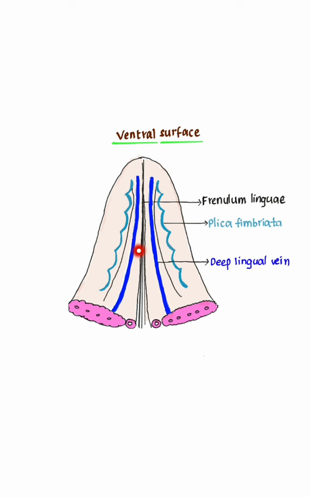Frenulum is a median fold of mucous membrane. It connects the tongue to the floor of the mouth. Deep lingual vein lies lateral to the frenulum on either side. Plica fimbriata is a fold of mucous membrane which lies lateral to the deep lingual vein.